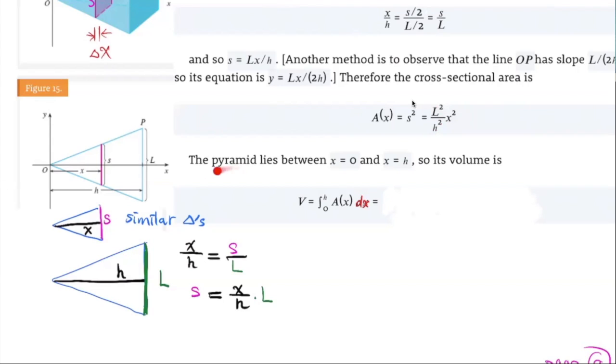Now, to find the volume for the pyramid, we're going to integrate this cross-sectional area with respect to x. The thickness here is delta x, so this is dx. X goes from 0 all the way to h. Okay, this is h.